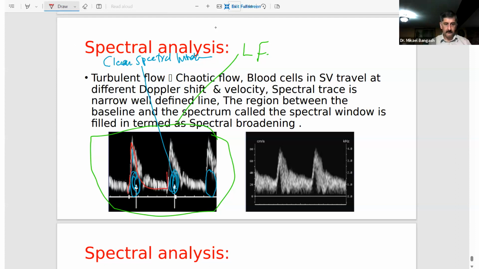If you also look at the graph, it goes like this. This line here, and this line here, are thin. So these are mainly indicators of a laminar flow on a spectral Doppler.